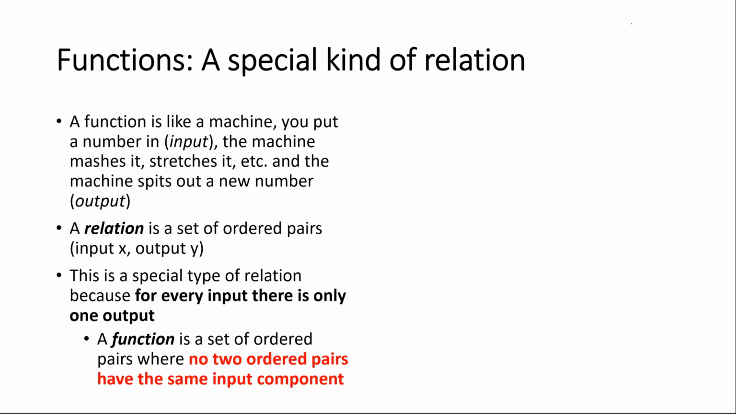Functions. A function is like a machine for numbers. You put a number in, the machine does its work, and out pops another number. So you have an input and an output. And so far, this sounds just like a relation. But functions are a special type of relation, one where there is only one output for every input.